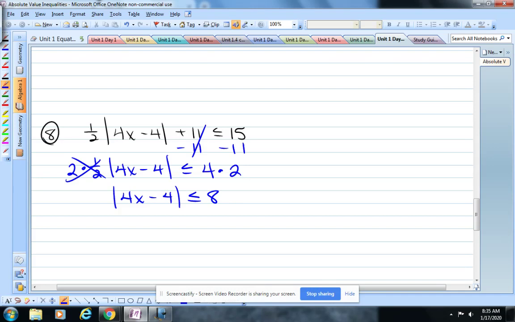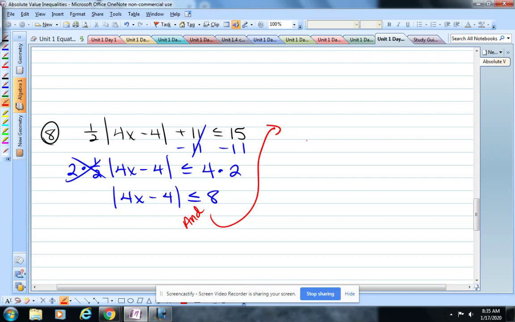All right, now we got the bars by themselves, don't we? So now y'all can tell me, is this one an and or an or? It's an and because it says less than or equal to. I like ands because you do everything at once. So I'm gonna come up here and set it up.